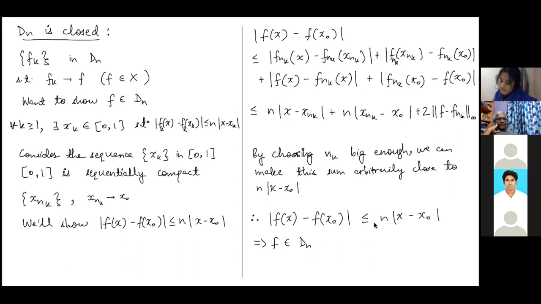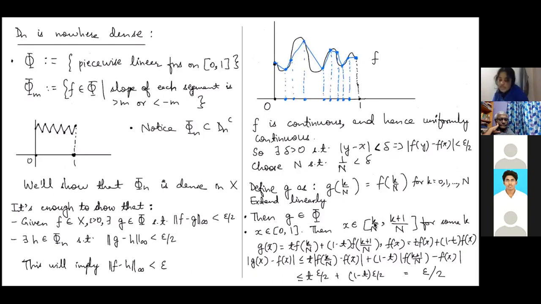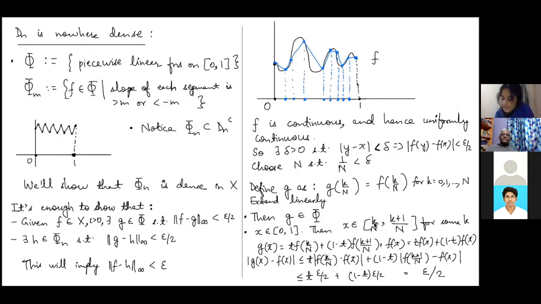Now what we have left to show is that Dn is nowhere dense. So it's enough to show that its complement is dense in X, because Dn is closed, so its closure is itself. So we have to show the closure has empty interior. So it's enough to show that the complement is dense.